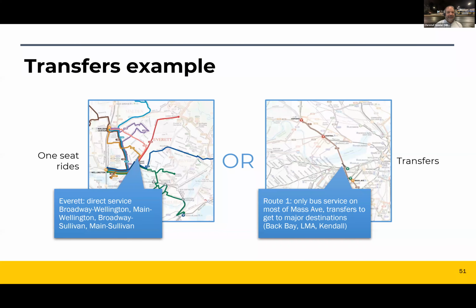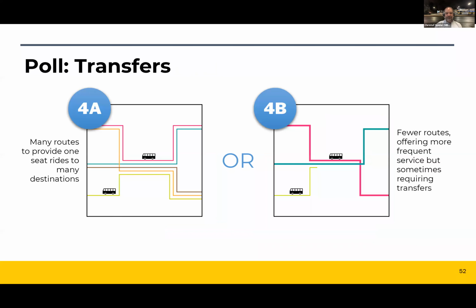Next slide. So let's launch this poll. Do you prefer many routes to provide one-seat rides to many destinations, even though those routes will be less frequent? Or do you prefer fewer routes with frequent service that are set up so that you transfer from one to the other?